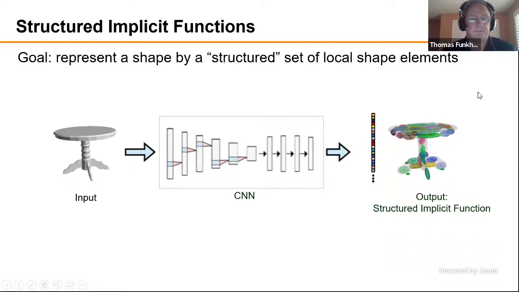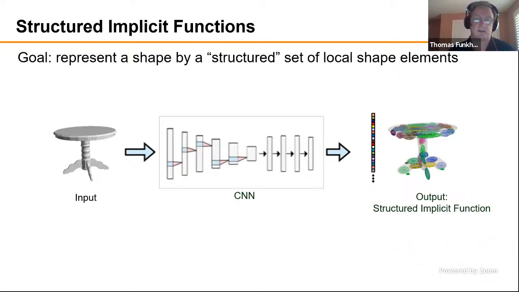Great, so structured implicit functions. The goal of this particular project was not necessarily to reconstruct shapes with high accuracy, but rather to learn a structured decomposition of shapes into local shape elements in a way that's consistent across related shapes.